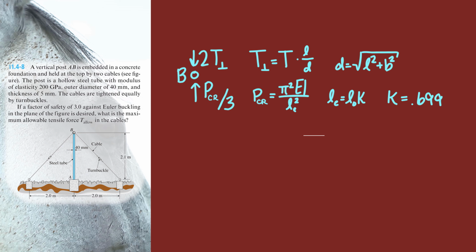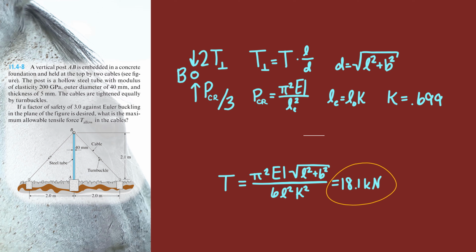Now, when we plug our k into our L equivalent, we plug our L equivalent into our P critical, and then we set our relationship of P critical with our T. We can get this equation, plug everything in, and get our answer of 18 kilonewtons.